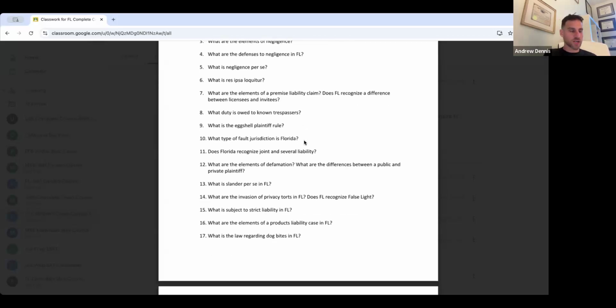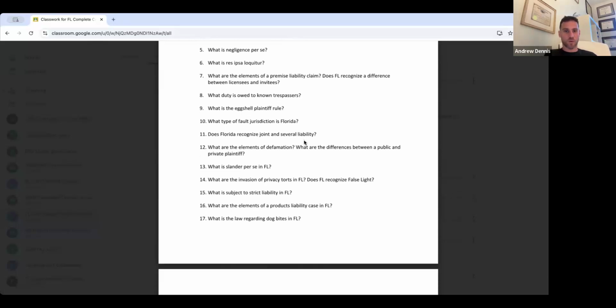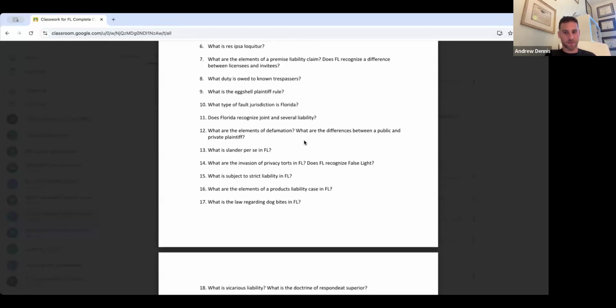What duties are owed to known trespassers? So you still have a duty to not cause harm, or to make safe dangerous conditions, or to warn them. If you know people are walking through your backyard, you can't just shoot guns in your backyard and be like, oh, they were trespassing. What is the eggshell plaintiff rule? It's like you take the plaintiff as you find them. If they're like Humpty Dumpty and they fall off and you push them and they break in half, well, you have to pay for them to get put back together again.